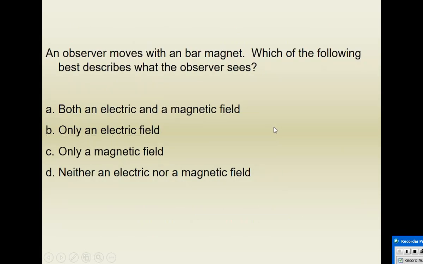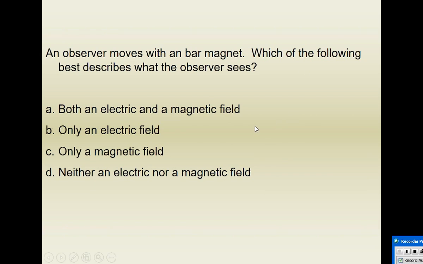Now, here are a couple of questions for you to chew on just a little bit. Make sure you understand the idea of what I was saying on the previous slide. Suppose you are an observer and you are holding a bar magnet, and you're moving around, holding that bar magnet next to you. You have your handy-dandy electric field detector, you have your handy-dandy magnetic field detector. As you move around with this bar magnet in your hand, what do your handy-dandy detectors detect? Do they detect both an electric and a magnetic field? Do they detect only an electric field? Do they detect only a magnetic field? Or do they detect neither?